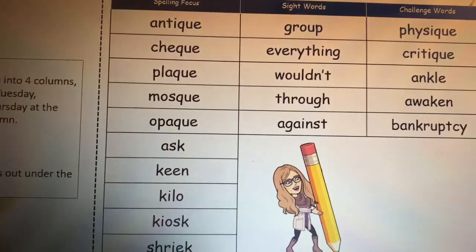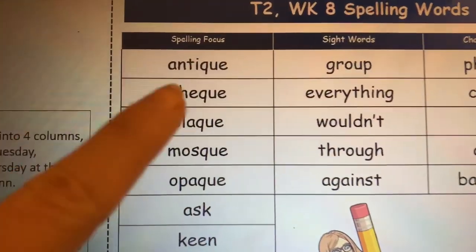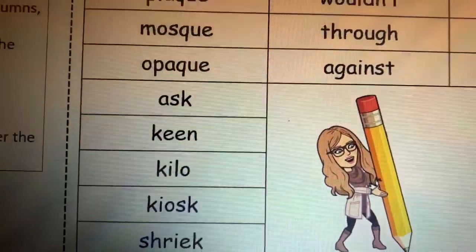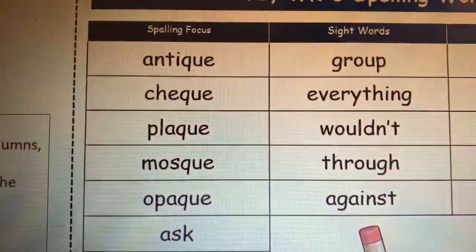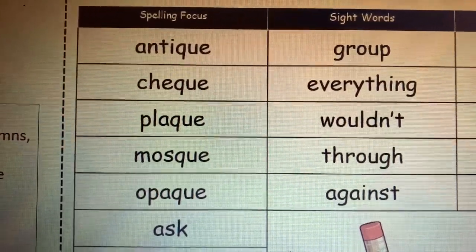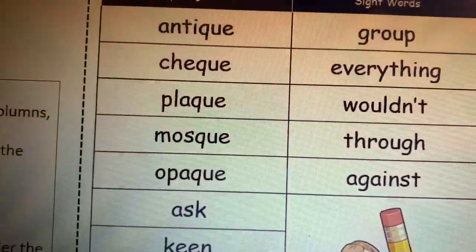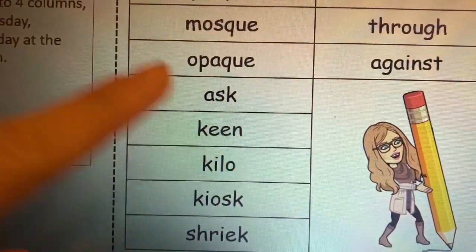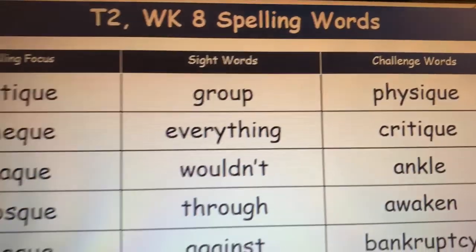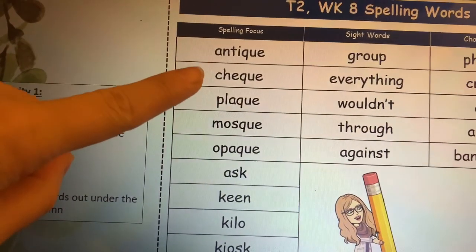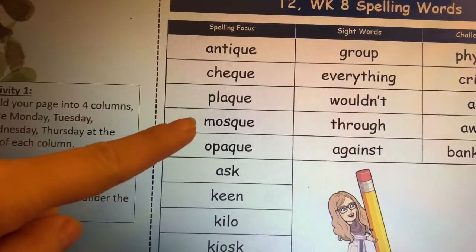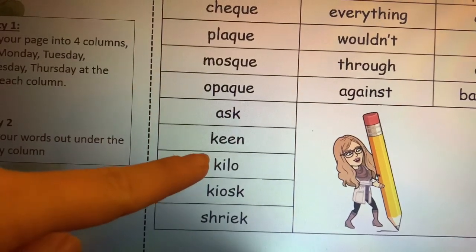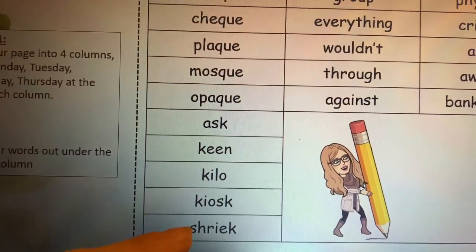This week, all our spelling focus words are focusing on either the trigraph QUE, which makes the K sound, or the graph K, which also makes the K sound. As there are not a lot of words in the English language that have the QUE trigraph, we have combined it with the graph K, which also makes the K sound. And the words are antique, check, plaque, mosque, opaque, ask, keen, kilo, kiosk, and shriek.